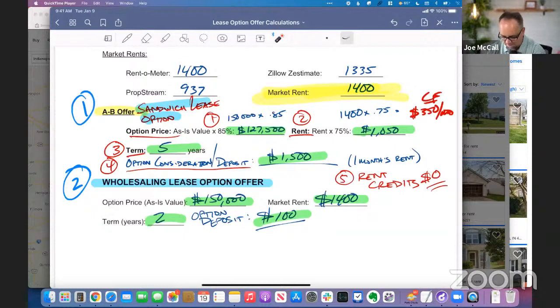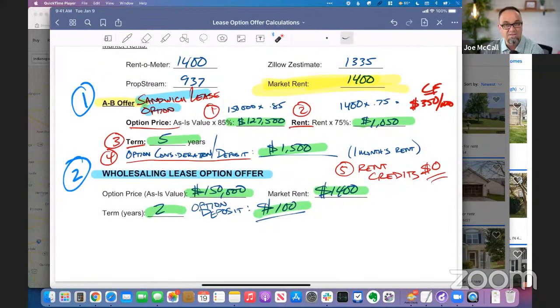Now they say no to that, or they want to negotiate the rent or the term or the price or the down payment. I can negotiate any of those things if they give me something else. I'll give them something if they give me something in return. Make sense? They say no to that.